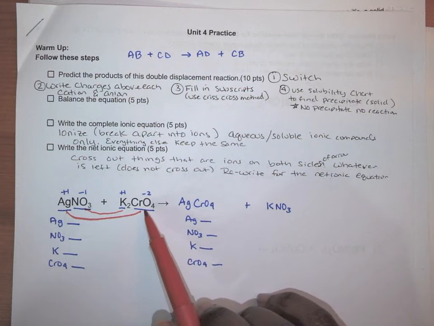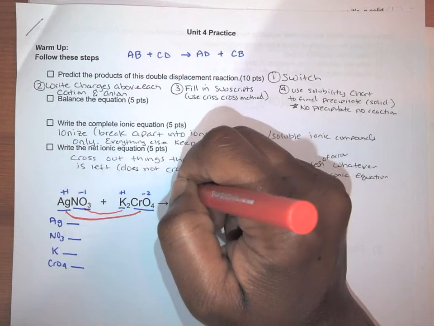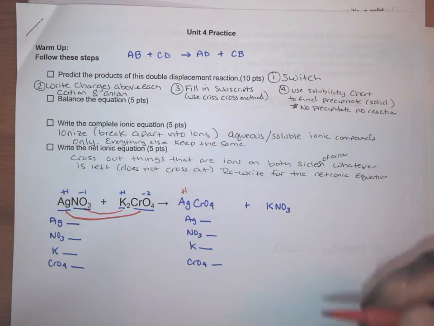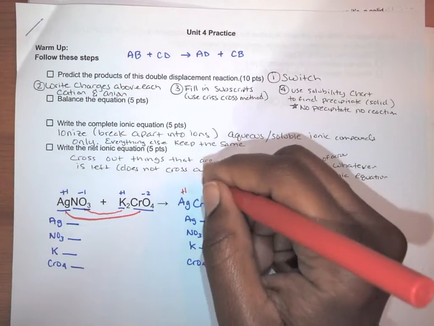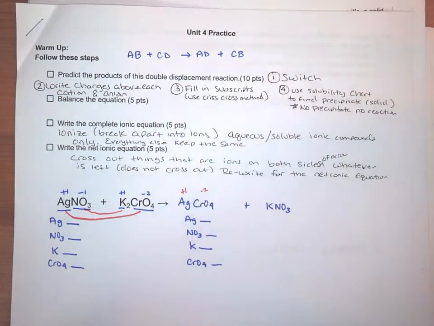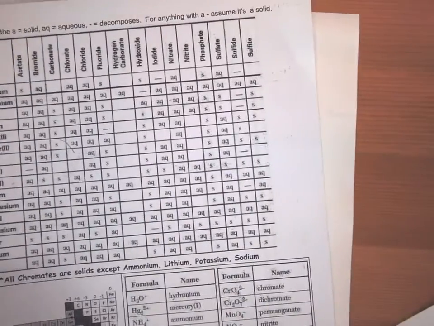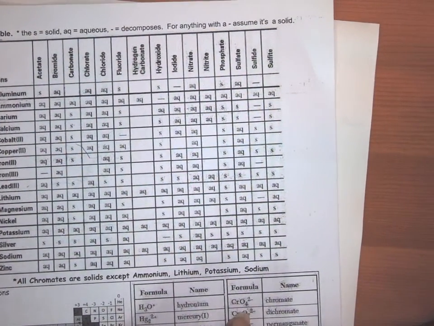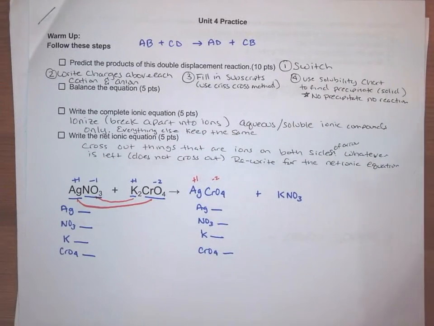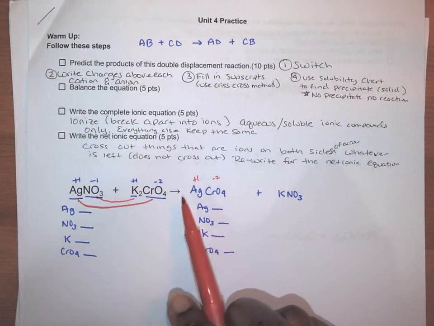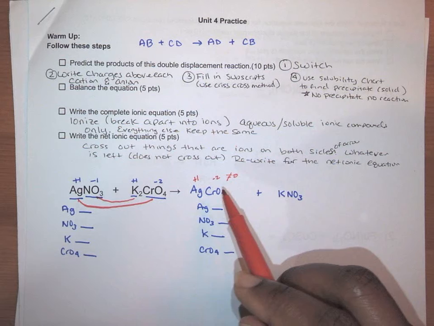So the silver is with the chromate, but I don't know how many silvers and chromates I need until I put the charge of silver, which is +1. Even though silver is a transition metal, it is a transition metal with a common charge, so its common charge is +1. And chromate, you can look that up on the polyatomic ion chart. It's one of our polyatomic ions. Okay, chromate has a -2 charge. Okay, so with that being said, if you look at this formula, you can see here with one silver and one chromate, the overall charge does not equal 0. So what do I need to do to get the charges to be 0?